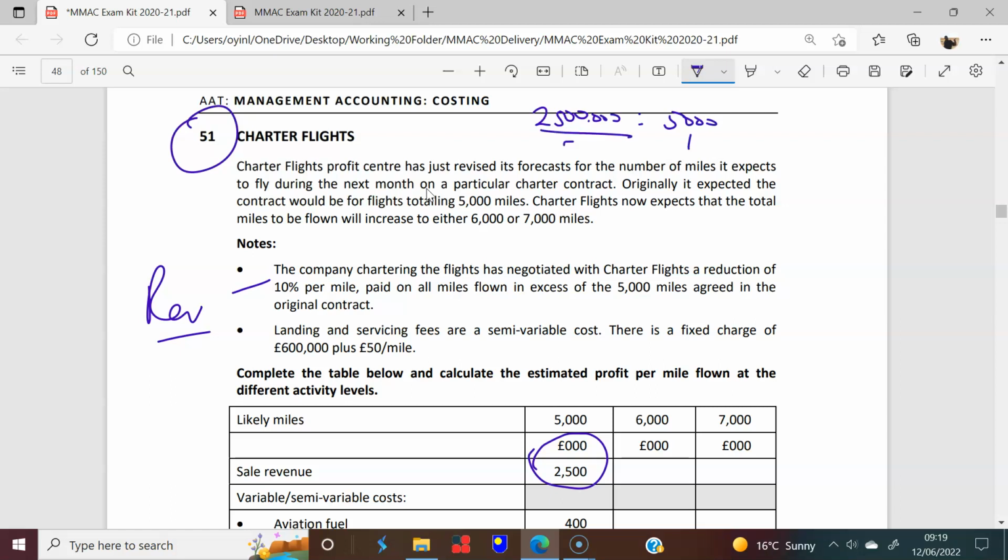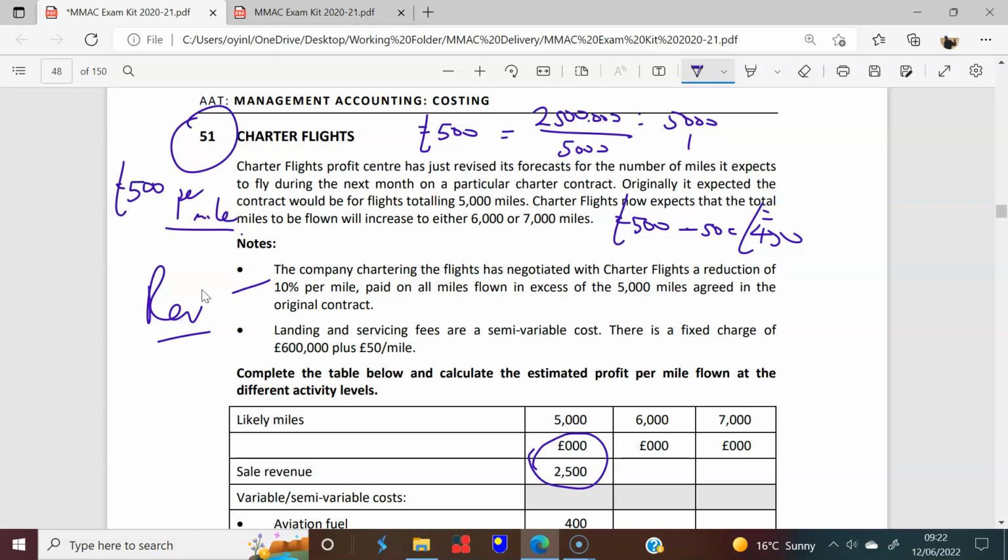So a mile must therefore be 2.5 million over 5,000, which is £500 per mile. That's what we're talking about. Up to 5,000 miles, you will end up with 2.5 million. But after that, you're giving a 10% discount. So if you're currently charging £500 per mile with a 10% discount, 10% of 500 is 50. So you're taking 50 off, and that's 500 minus the 50, which is 450 post the 5,000 miles, right?